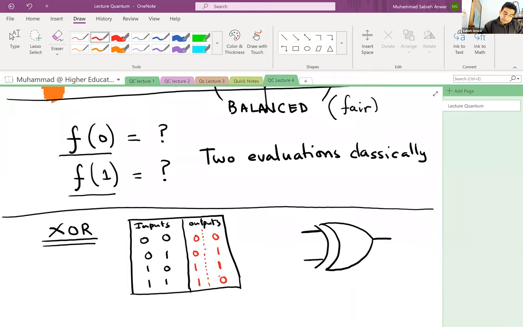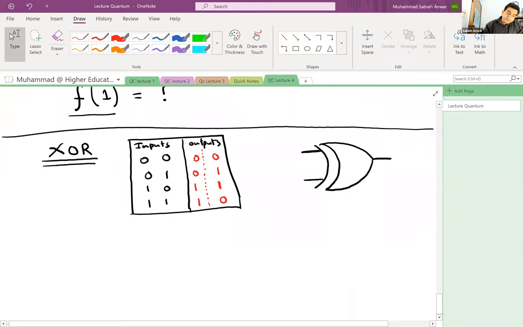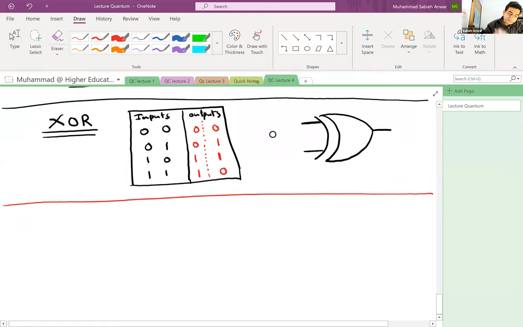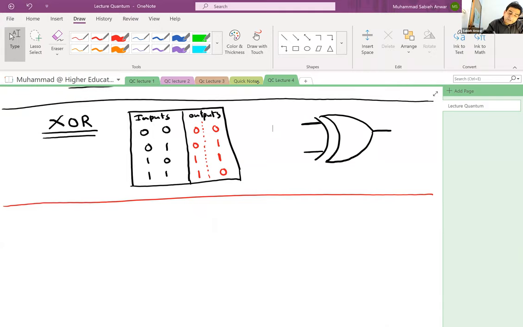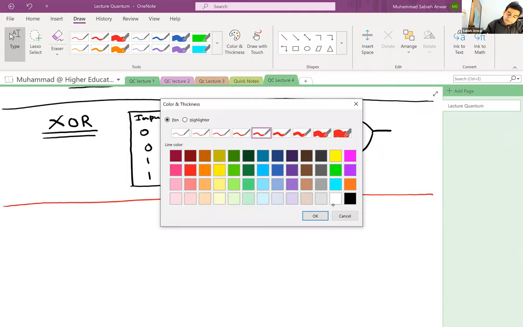Okay. So what we would like to do now is we would like to solve this problem using a quantum computer. The problem of determining whether a function is constant or balanced. And we'll employ a quantum exclusive OR gate. So let's see how we do this. Let me first draw the circuit diagram for this algorithm.